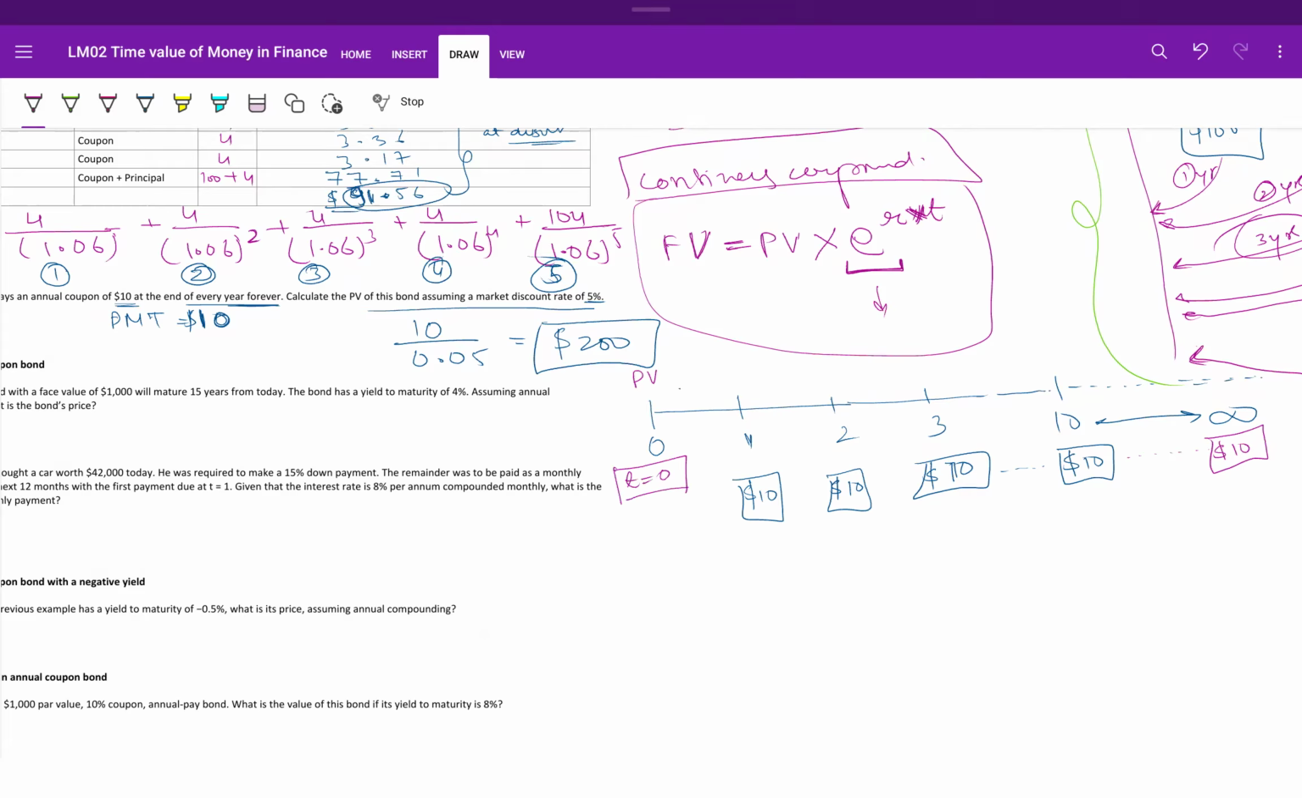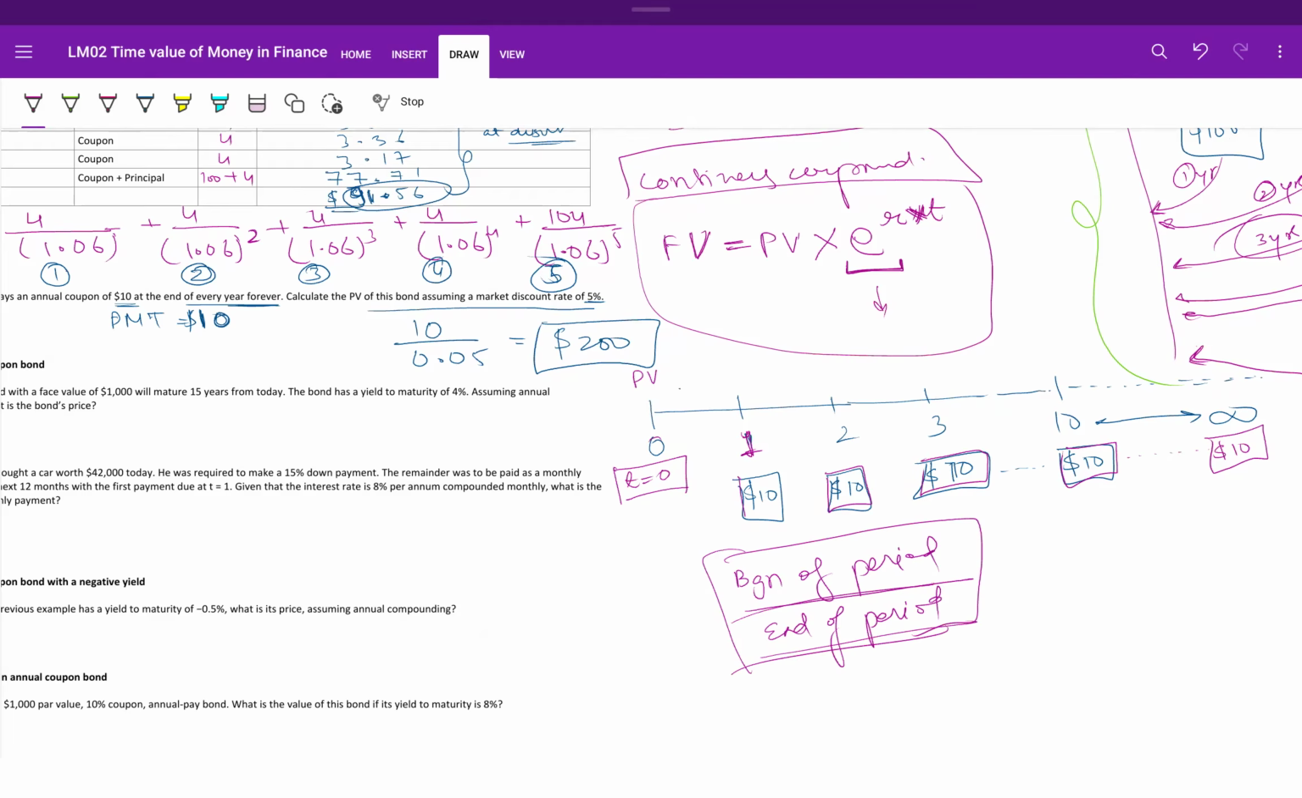There is a difference in the calculations when we talk about beginning of period and end of period. If you observe closely, this is at the end of first year, beginning of second year. This is at the end of first year. This is at the end of second year. This is at the end of third year. For the perpetuity, we are calculating the present value at time zero, not at time one, but at time zero.